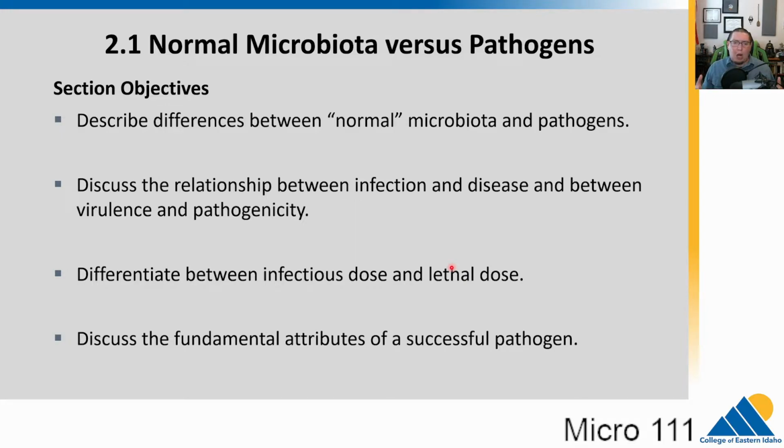And then talk about what really makes a successful pathogen, right? A successful pathogen is a very good pathogen. That's not good for us. That's good for the pathogen, right? Usually that's bad for us. So if we know what makes a good pathogen, we can attack those things or avoid those things and not die from infectious diseases, hopefully.